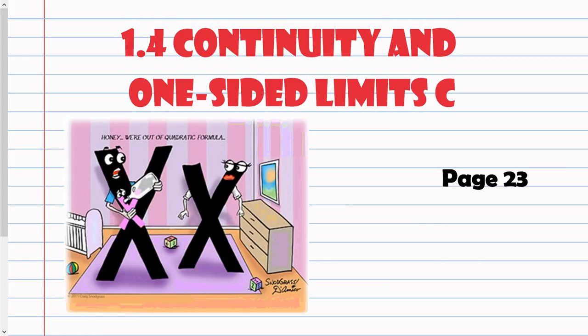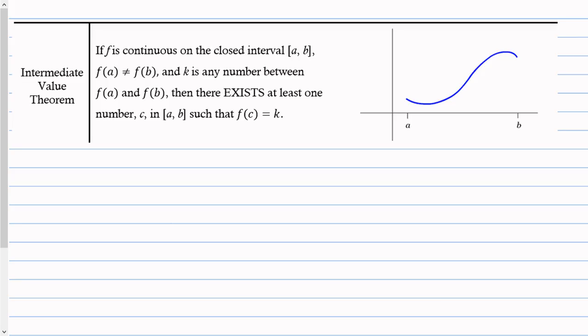1.4, continuity and one-sided limits. This is part C. So we have a new theorem, the intermediate value theorem, or I'm probably just going to be writing IVT, and you're allowed to do that. If f is continuous on the closed interval from a to b, which means there aren't any breaks, and the y value for a is not the same as the y value for b, then k is any number between f of a and f of b, then there exists at least one number c in the interval a, b, such that f of c equals k.